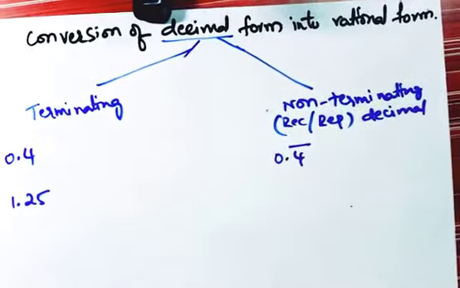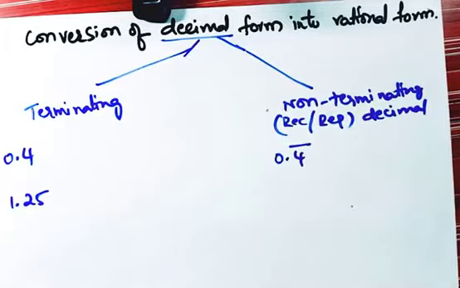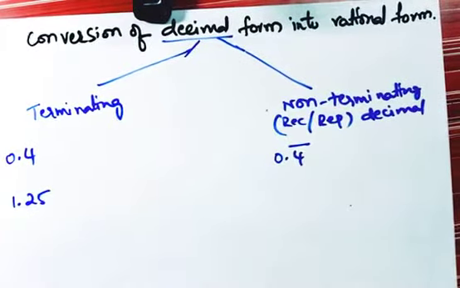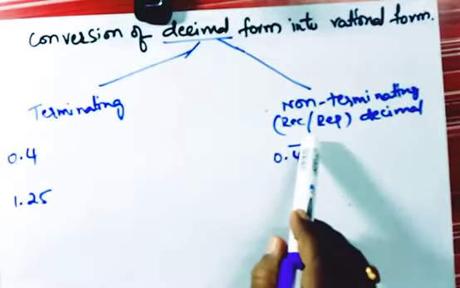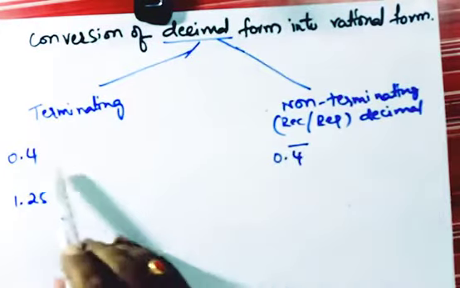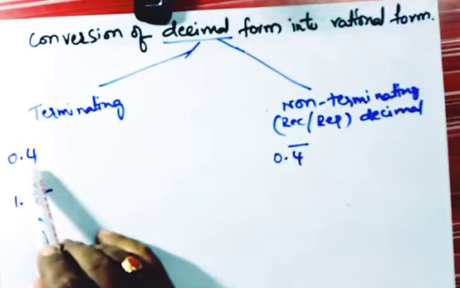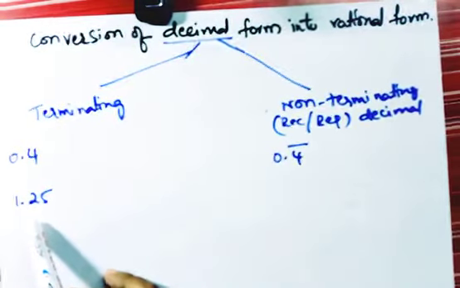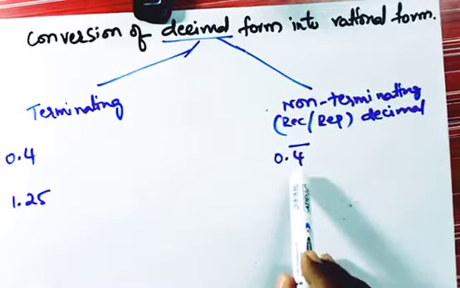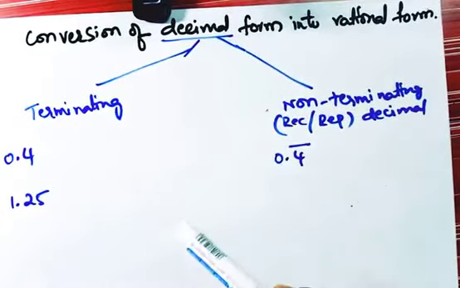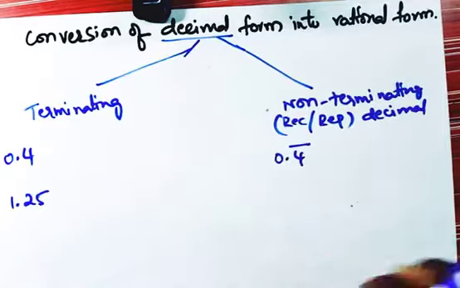Next we will go with the conversion of decimal form into rational form. Already we discussed terminating and non-terminating, repeating or recurring decimals. So 0.4 is a terminating decimal, and 1.25 is a terminating decimal. I'm taking here 0.4 bar, which is a non-terminating, repeating or recurring decimal. Now I will show how to represent these numbers in rational form.